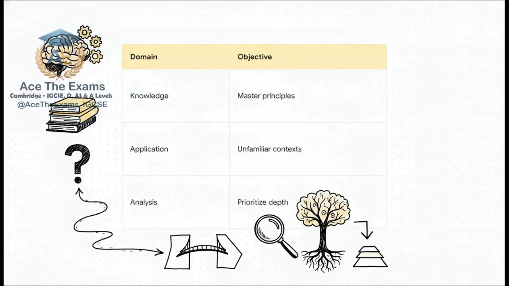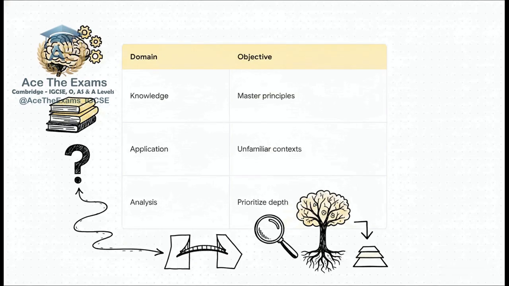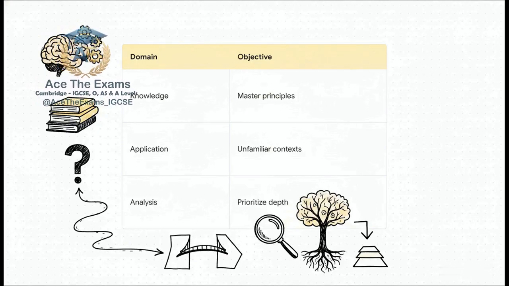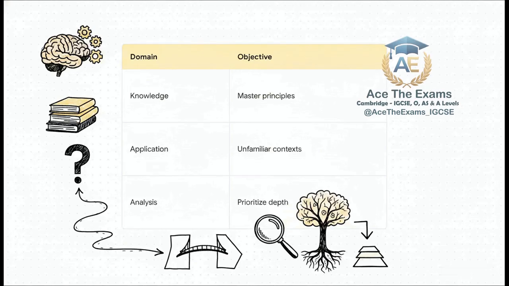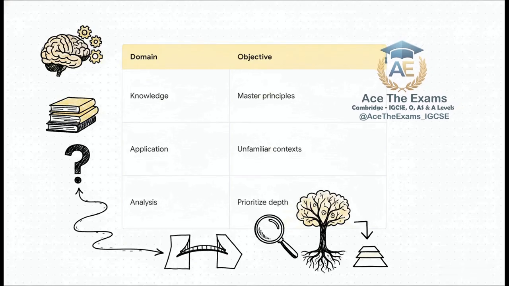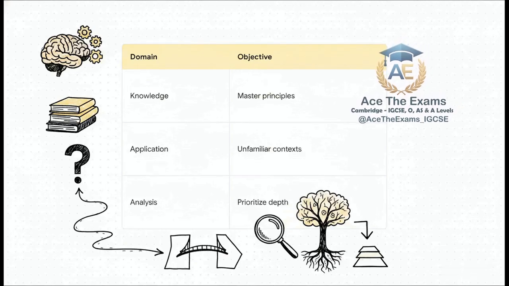Second is application. This is taking that ax+b formula and transferring it to find, say, the exact area under an entirely unfamiliar curve. And third, analysis. The exam explicitly prioritizes analytical depth over superficial breadth. They want to see the clear logic in your algebraic manipulation on the page, not just some guessed final destination.